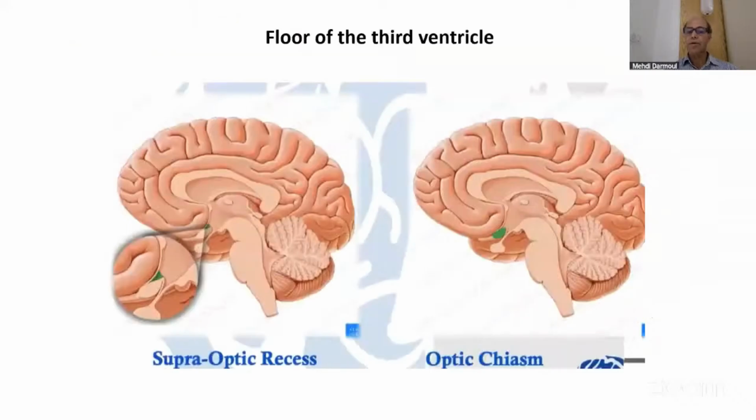And here, the optic chiasm with the floor of the third ventricle. The optic chiasm also forms part of the floor of the third ventricle. Anteriorly and superiorly, it is related to the lamina terminalis, which connects to the rostrum of the corpus callosum. Posteriorly, it is related to the infundibular recess, which is continuous with the pituitary stalk.